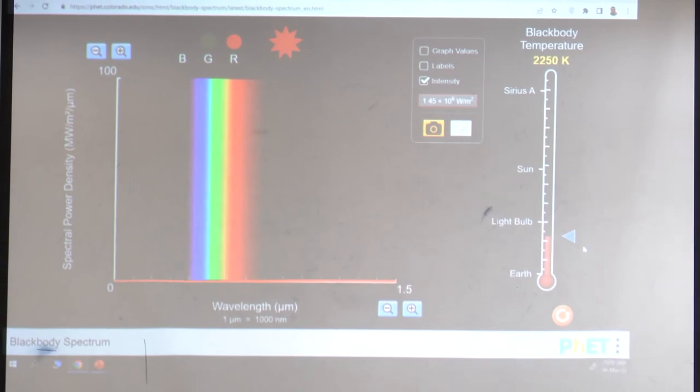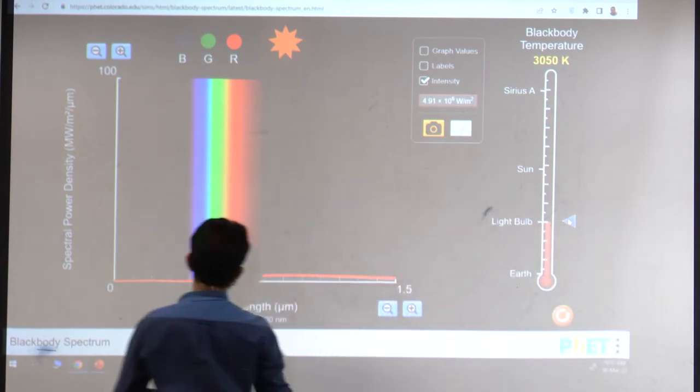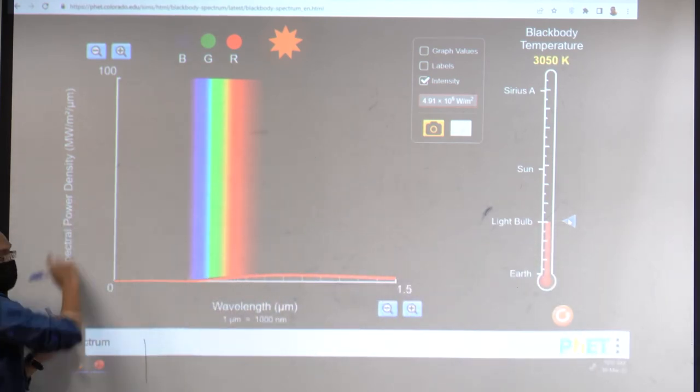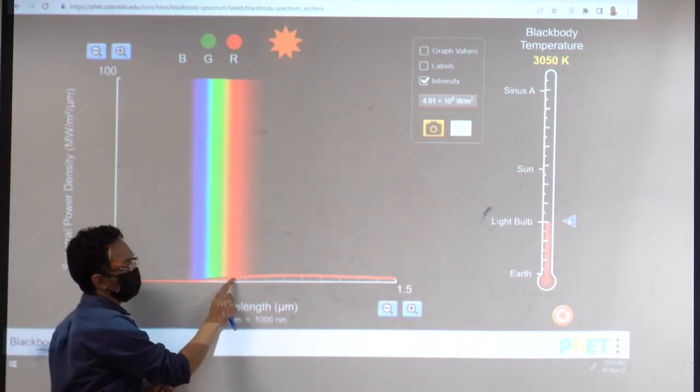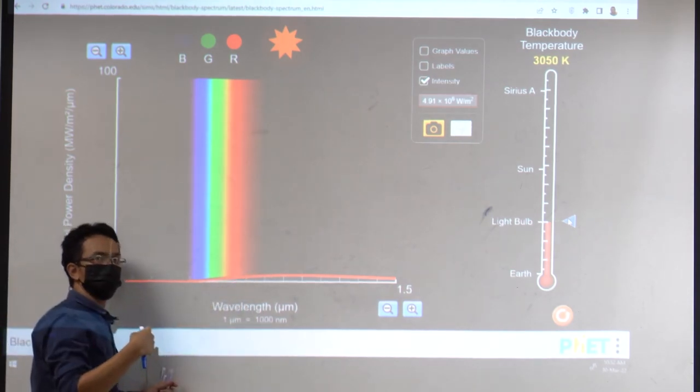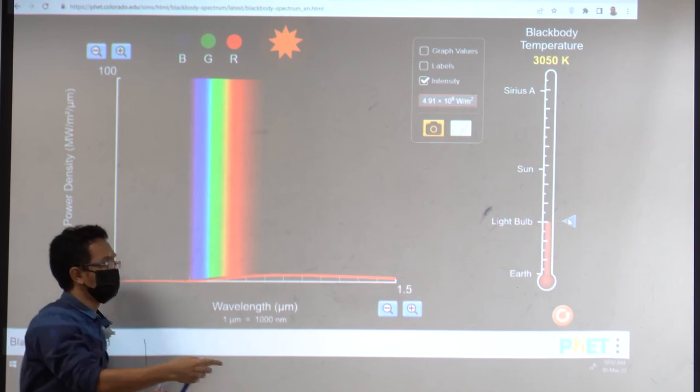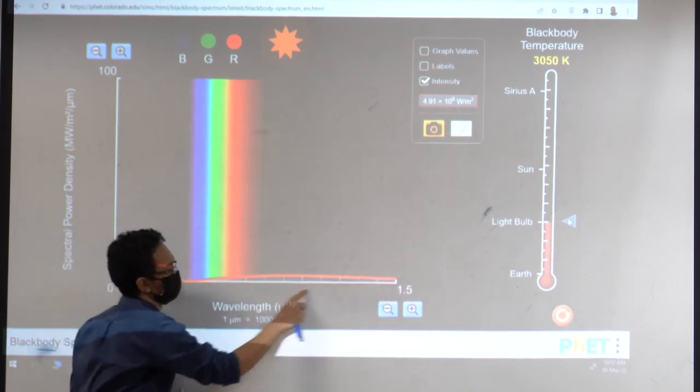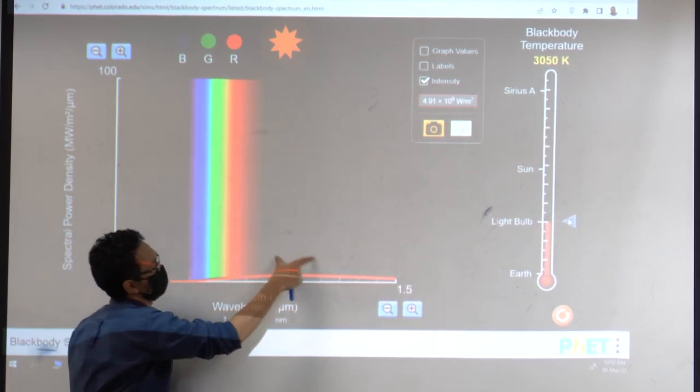And they found that when they raise the temperature, you can see that in the light bulb. This is a light bulb. When they raise the temperature, you can see here the amount of energy. So you can see most of the energy the light bulb gives off is coming from this infrared region. This is the infrared.